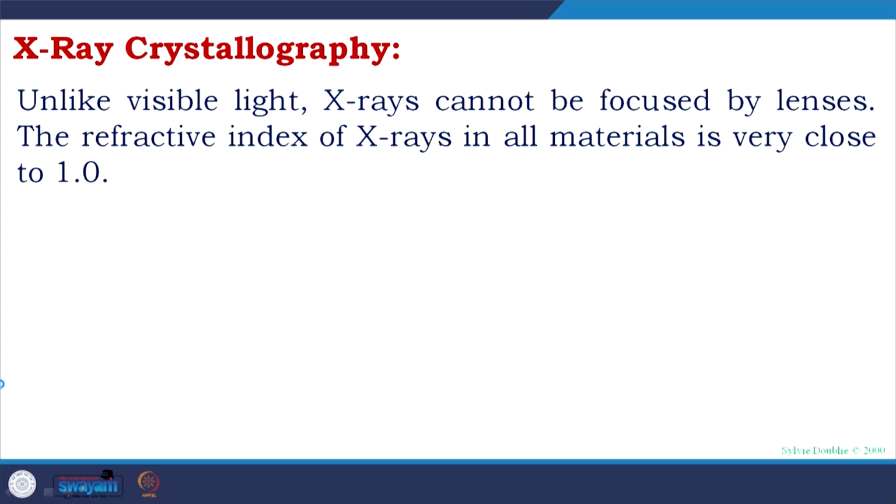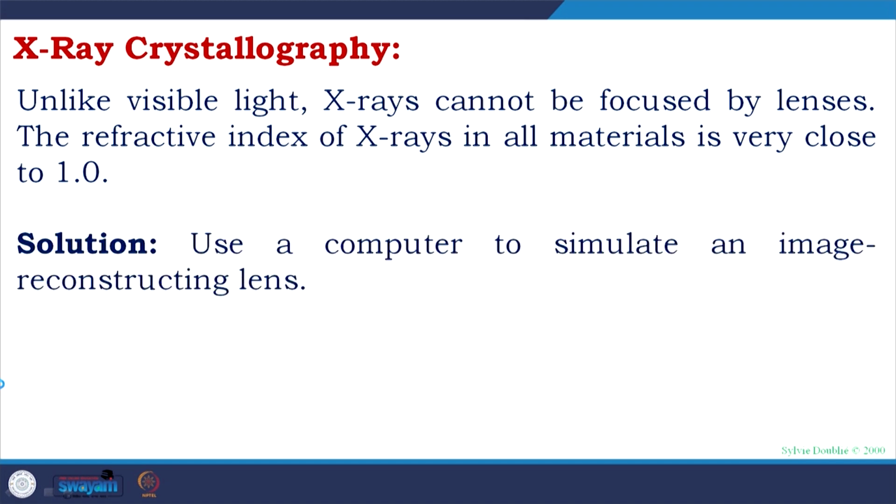Unlike visible light, X-ray cannot be focused by lens also. The refractive index of X-ray in all materials is very close to 1. So, you cannot make a difference. How could we make a difference here, how could we make a solution to the problem?